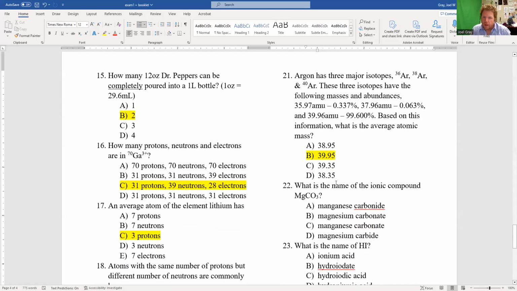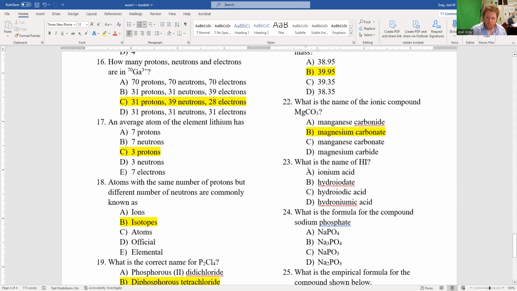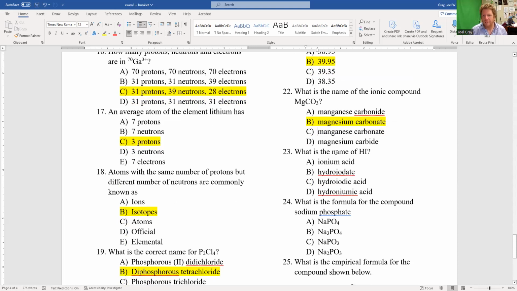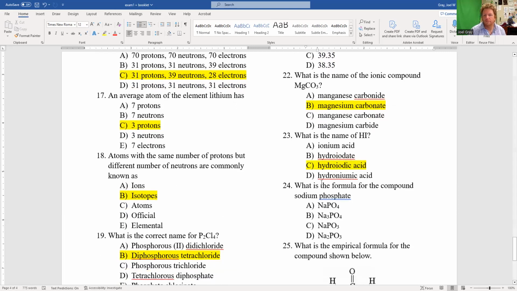22, what is the name of the ionic compound MgCO3? Okay, Mg is magnesium, so we can cancel out answer options A and C. Now, CO3, that's one of our polyatomic ions that you're expected to know, and that is carbonate. There we go. What is the name of HI? Okay, this is an acid, and this acid is hydroiodic acid.